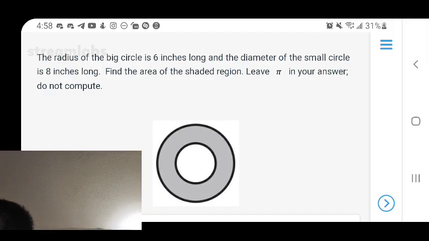So that's 36 pi minus 16 pi. I'll write it out. 6 squared is 36 pi, minus 4 squared is 16 pi. So you get 20 pi. It's the area of the shaded region. Let me double check. The whole circle is pi 6 squared, so 36 pi. And then you subtract the small circle, 16 pi. You get 20 pi, yep.